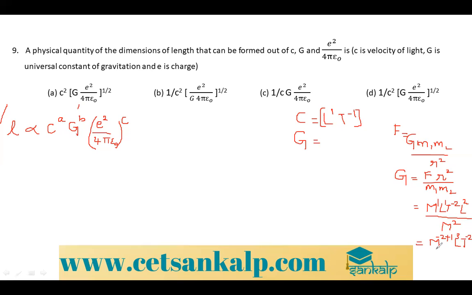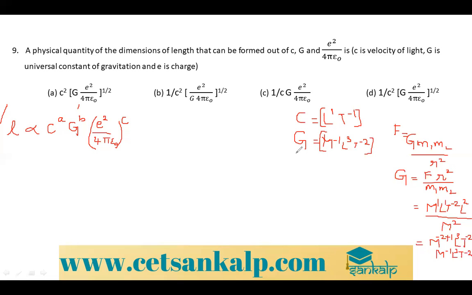So minus 1 plus 1 will be m to the power minus 1, L to the power 3, T to the power minus 2. Okay, so now what is the dimension formula for G? M to the power minus 1, L to the power 3, T to the power minus 2. So this will be the dimension formula for the gravitational constant.